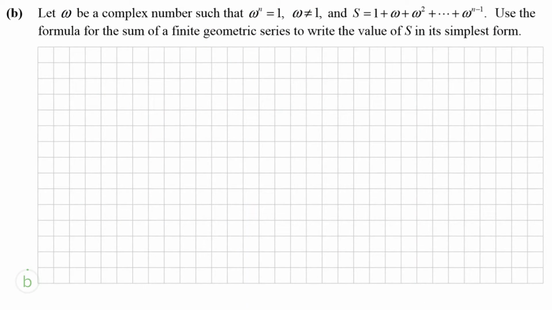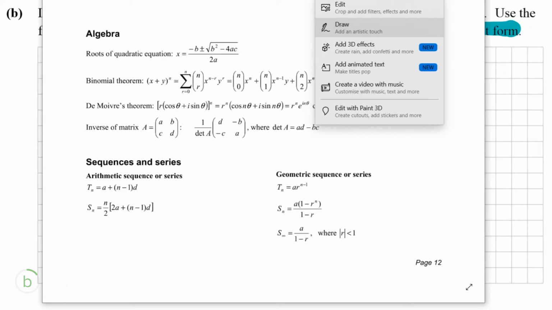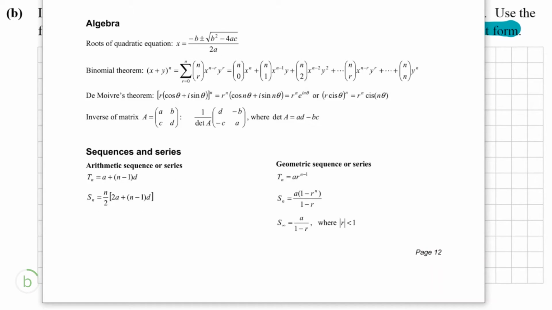Now we've got to let w be a complex number, such that w to the power of n is equal to 1, w is not equal to 1, and s is equal to the sum from 1 up to w to the n minus 1. And we've got to use the formula for the sum of a finite geometric series to write the value of s in its simplest form. So in this case, we're looking for the sum of a geometric series, and for that we need this formula here.